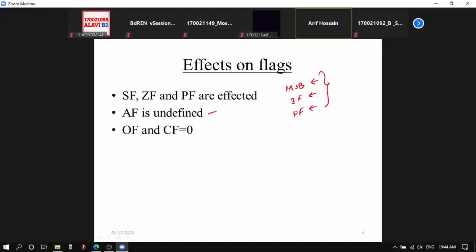Your auxiliary flag will remain undefined, and in this case your overflow and carry flags will remain 0. Definitely they will remain 0, because if you perform an AND or XOR operation, you are not going into carry or overflow. So in all these cases, your carry and overflow flags will remain 0, and only these three flags will be affected. All right?